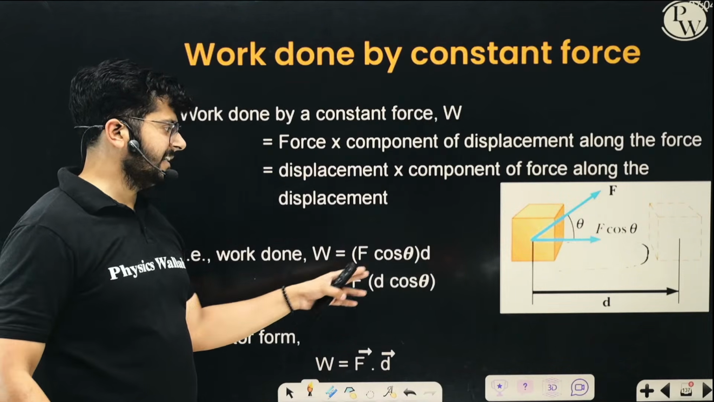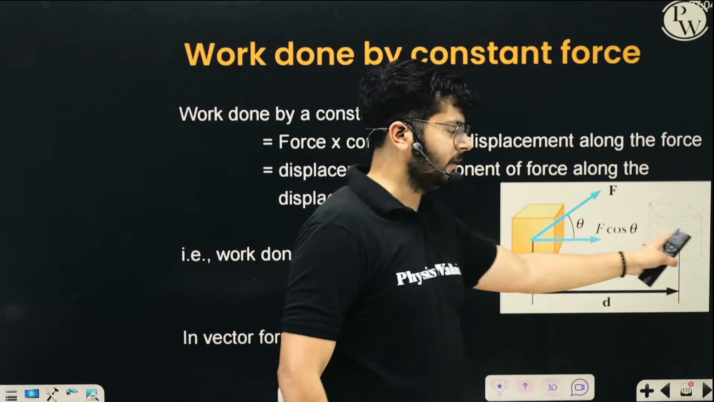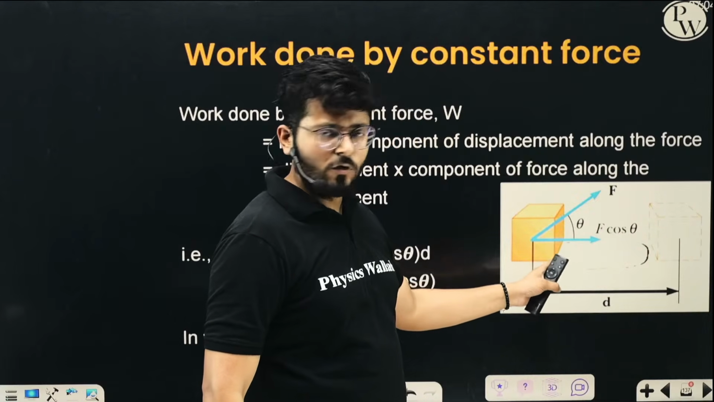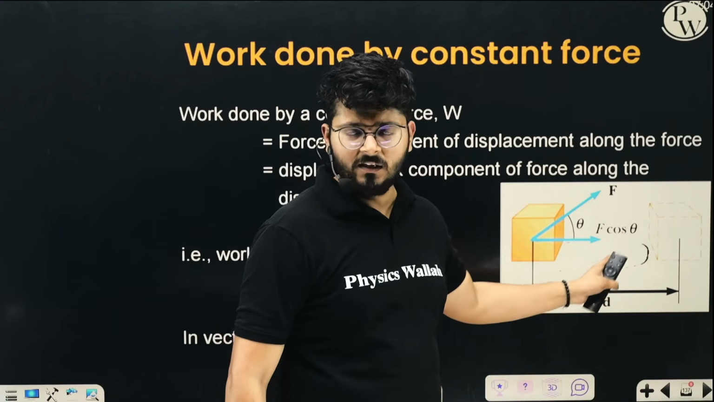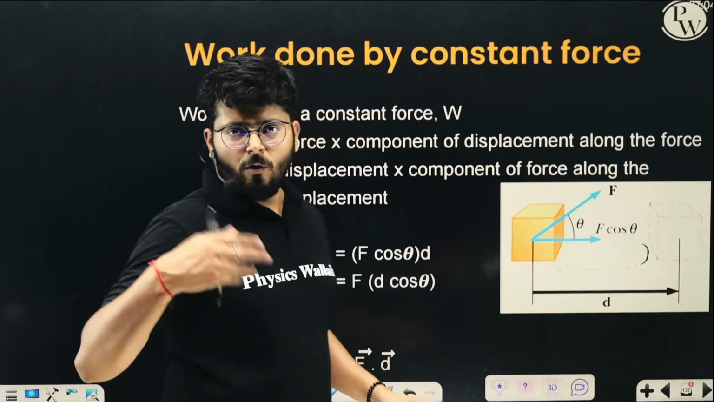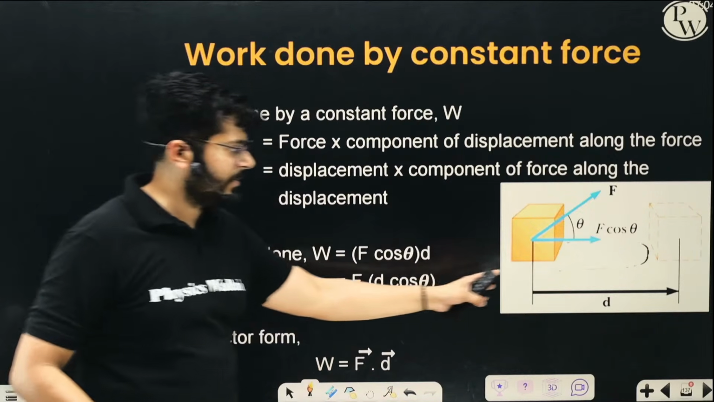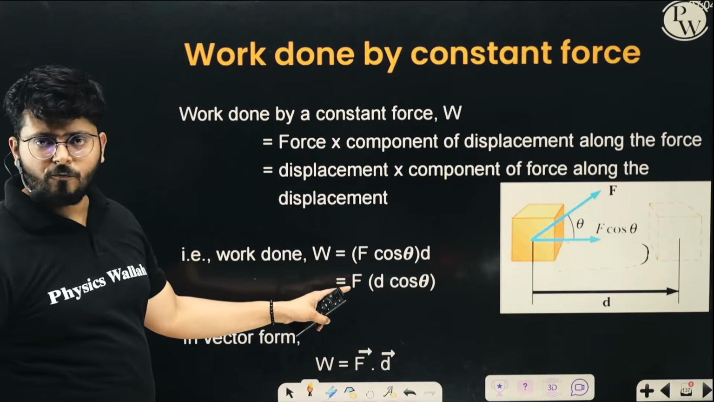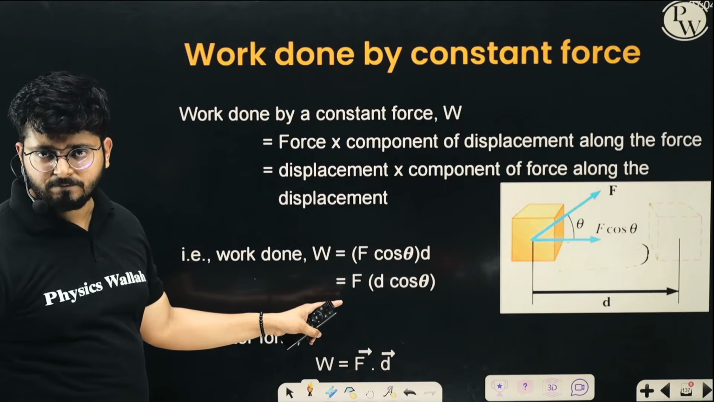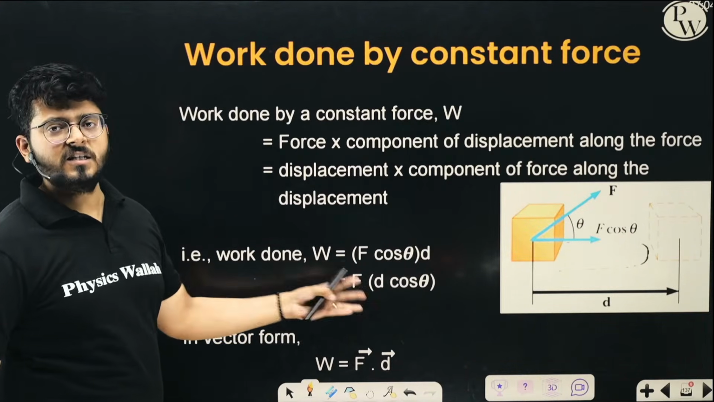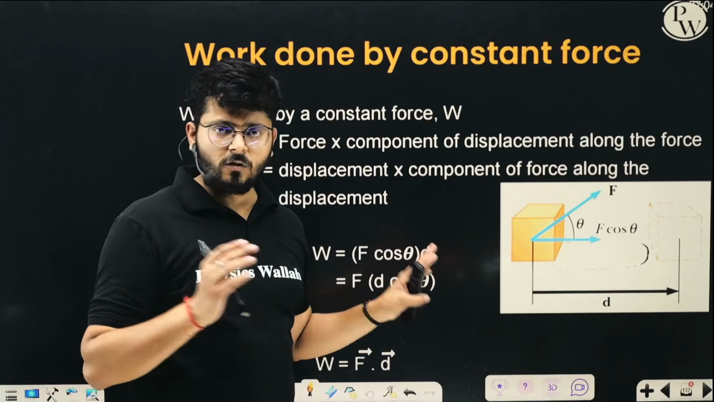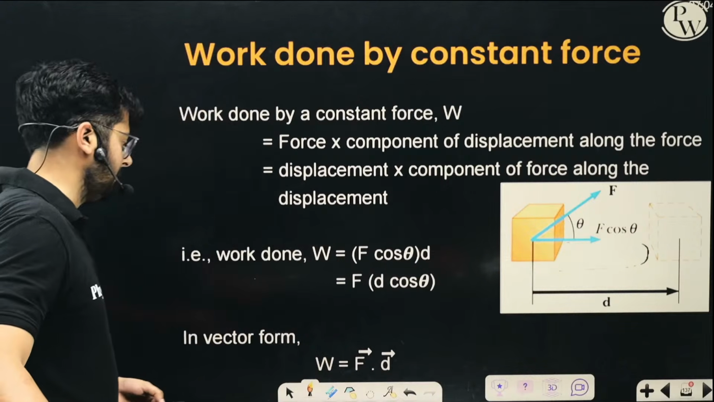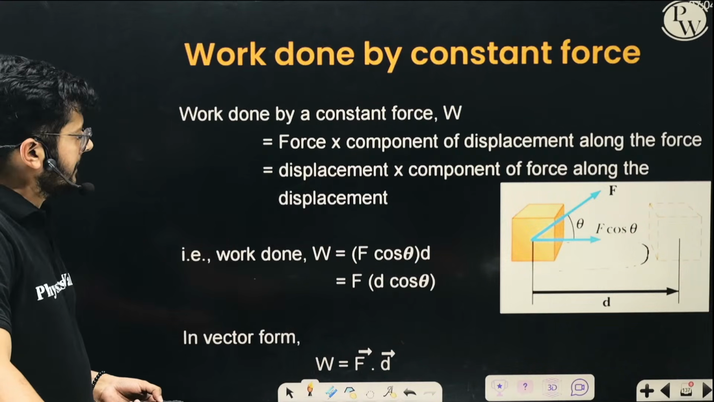We cannot put, let's say that during the journey from here to here, the force changes. Right now the force is 5 Newton, the next second the force is 10 Newton, the next second the force is 15 Newton. If the force itself is changing during the displacement, you will put the displacement d, but what will be the value of force that you're going to use? We cannot use it, right? So if the force is changing, this formula is not going to be useful. This is only useful when the force is constant.